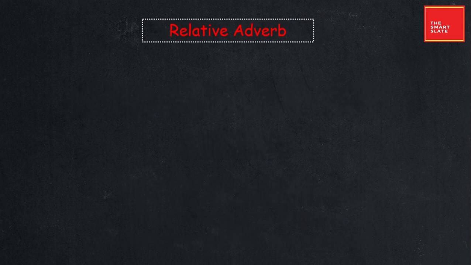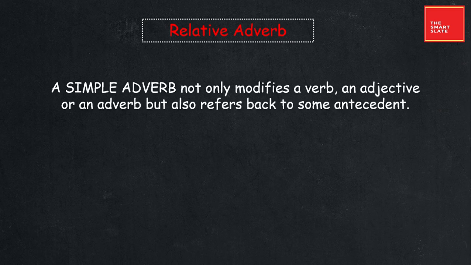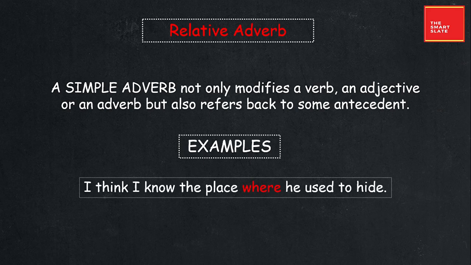Next is relative adverb. Now relative adverb is simply an adverb which not only modifies a verb, an adjective or an adverb, but also refers back to some antecedent. Looking at the examples, I think I know the place where he used to hide. Now we have already seen the interrogative adverbs, but here it is not asking a question, whereas in the case of interrogative adverbs, it usually asks a question along with the work of modifying a verb. But here it is not asking a question, it is referring back to some antecedent.